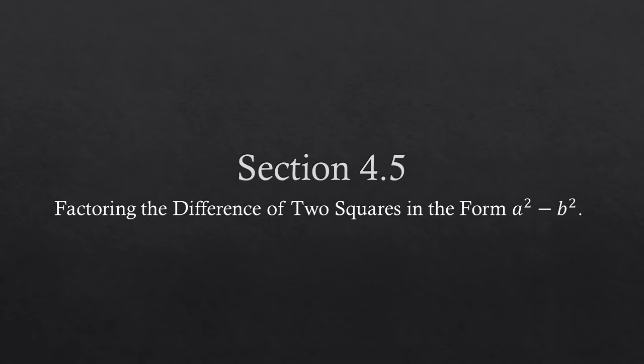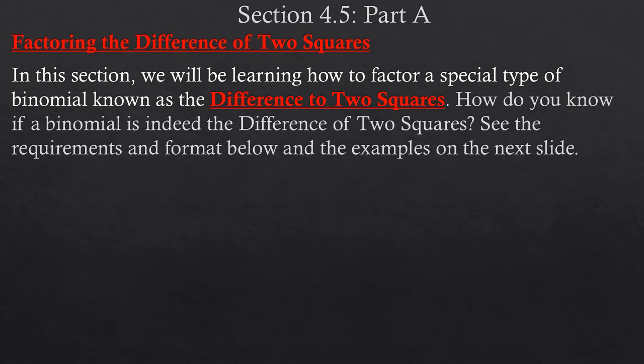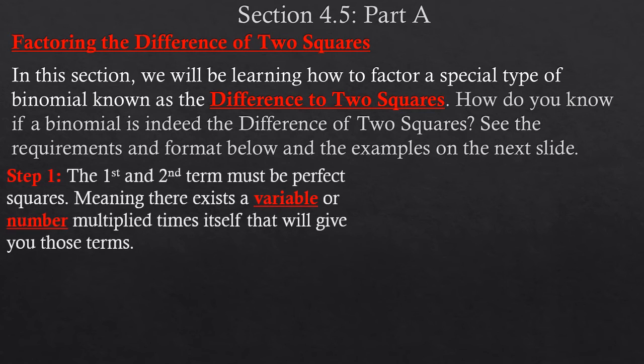Section 4.5, factoring the difference of two squares in the form of a squared minus b squared. In this section, we will be learning how to factor a special type of binomial known as the difference of two squares. How do you know if a binomial is indeed the difference of two squares? See the requirements in the format below and see the examples on the next slide.